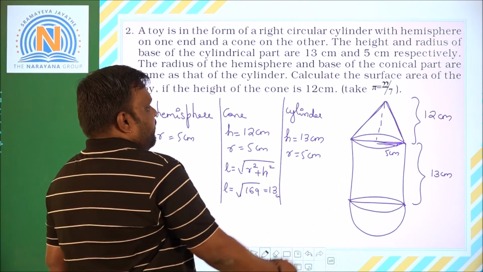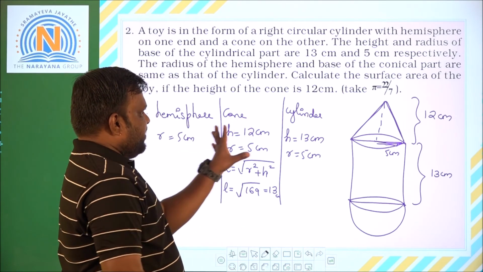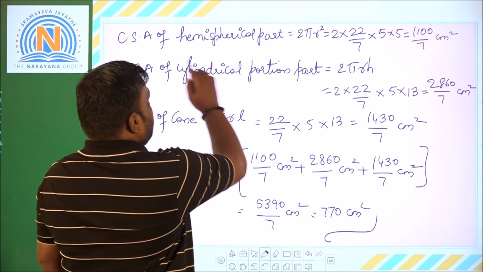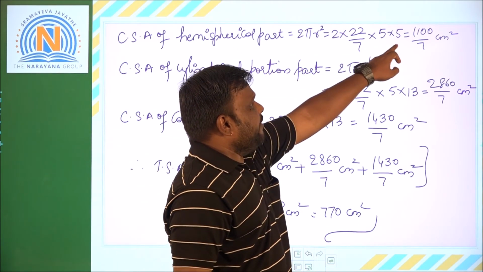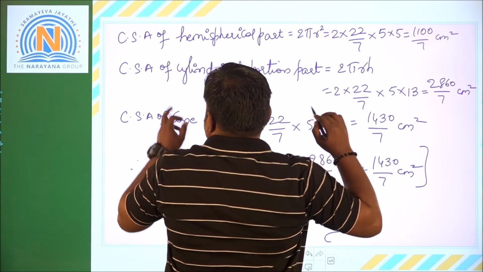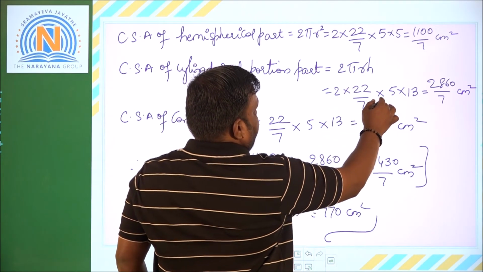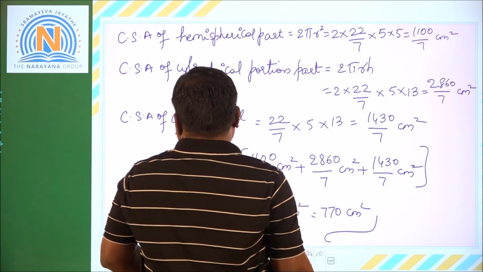Right? So here, for finding out CSA, we use the data given in the question. We have separated them. Now, CSA of hemispherical part is 2 pi r square, 2 into 22 by 7 into 5 into 5, that will be giving you 1100 by 7 square centimeters. So CSA of cylindrical part, that is 2 pi r h, 2 into 22 by 7 into 5 into 13, that is 2860 by 7 square centimeters.